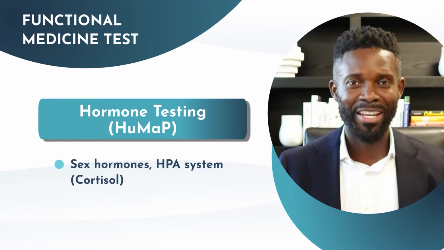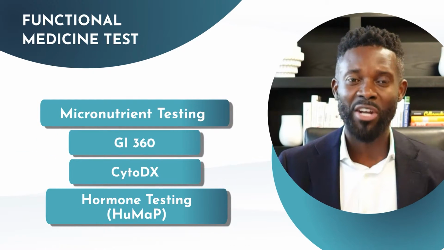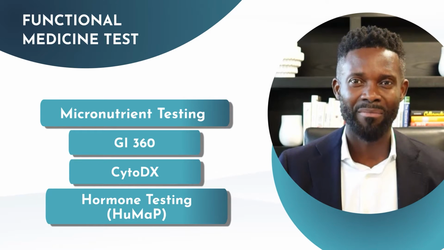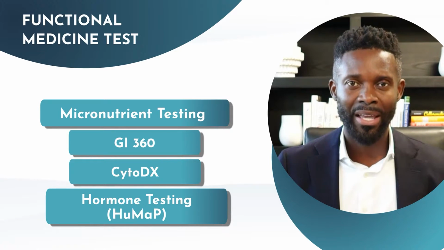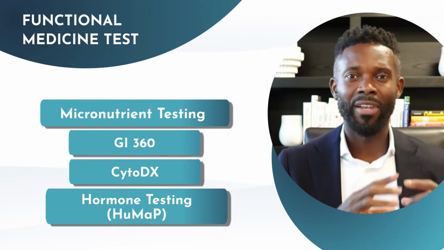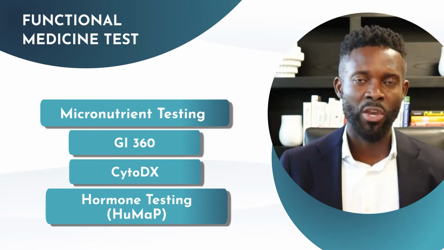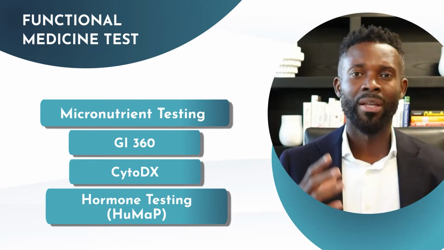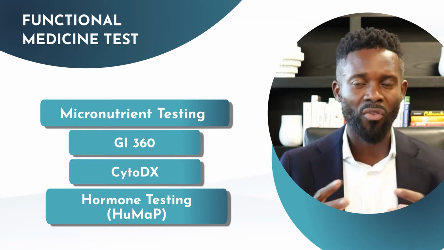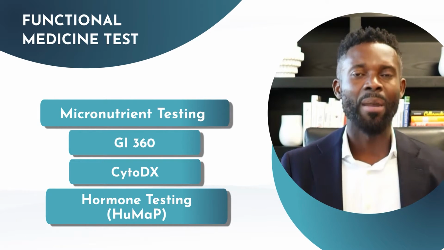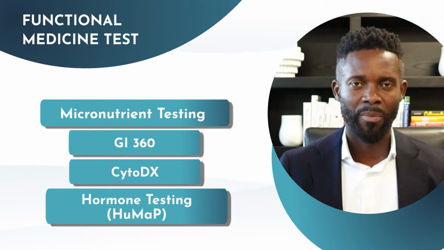So a summary of the tests that you can do that will give you more information from a functional standpoint include micronutrient testing, checking for vitamins and minerals. Also GI 360, looking at the gut health. We can also use CytoDX, look at the inflammatory state of the body, and then also looking at hormones with HUMAP, which gives us a sense of the hormonal levels. Thyroid, we talked about thyroid playing a part in this. Thyroid, sex hormones, cortisol, estrogen, progesterone, all of that influence me. So getting a comprehensive picture helps us to better figure out how do we help people to get away from neuropathic pain.